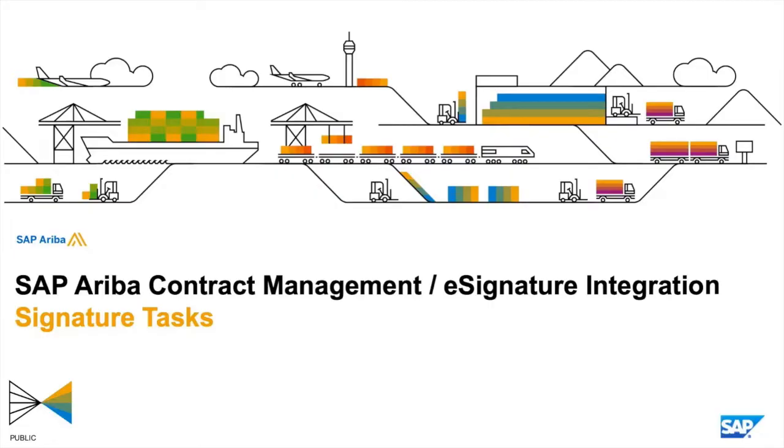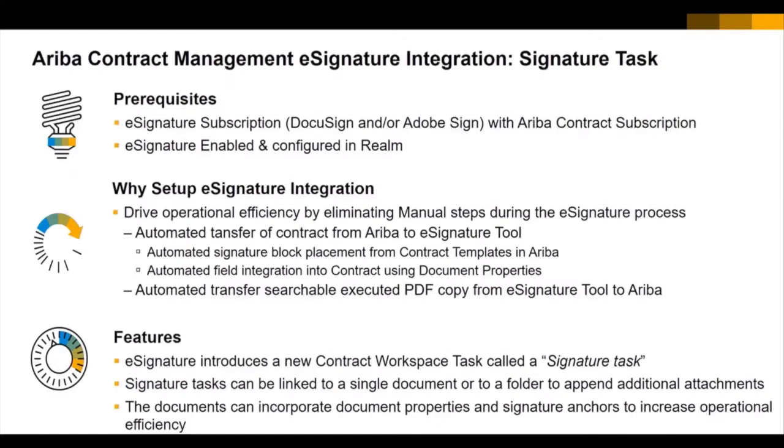In our video, we are going to focus on contract management e-signature integration using signature tasks. In order to use this feature, first off, you would need to have a contract management subscription with Ariba. You would also need to have a subscription with one of our e-signature providers such as DocuSign or Adobe Sign.